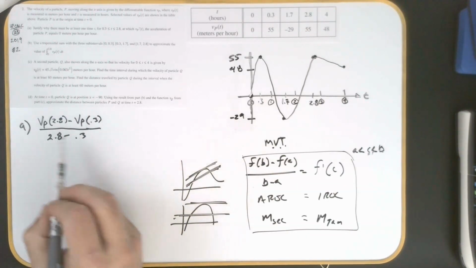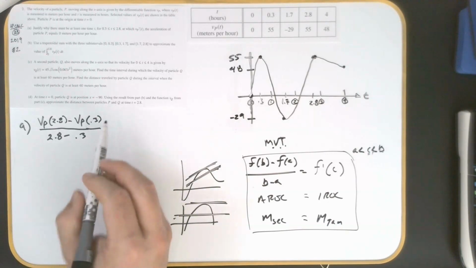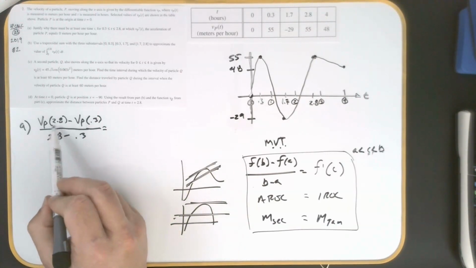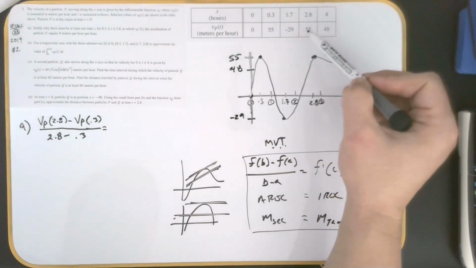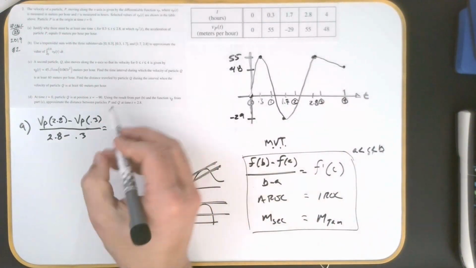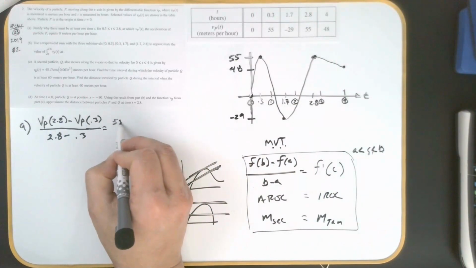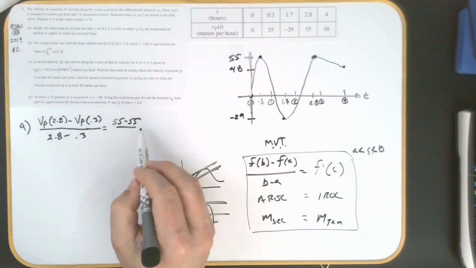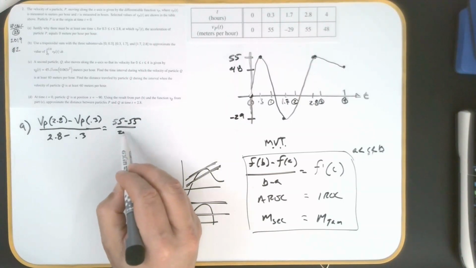Okay, let's see what the average rate of change, or the slope of the secant, is. Well, the velocity, according to the table here, at 2.8 is 55, and at 0.3 it's 55. Oh, well, now I see why they're saying 0. So 55 minus 55 all over, who cares what the denominator is, but I guess this is 2.5.